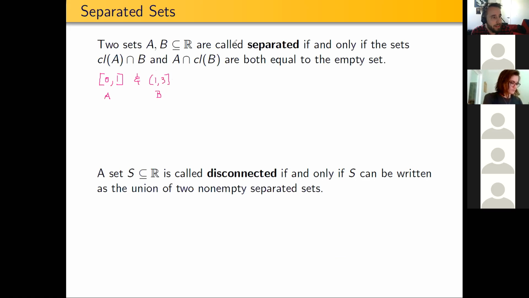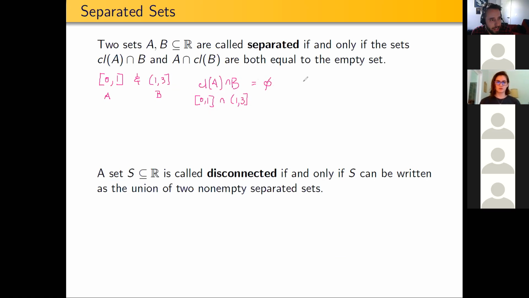So in order to determine this, we would have to check the closure of A intersect B. And the closure of A, well, A is already a closed set, so it's just going to be 0 to 1, intersect B, that's 1 to 3. But since the second set does not include the number 1, this, in fact, is equal to the empty set. So the closure of A intersect B is equal to the empty set. There is no point that is in both of them because this only goes up to 1 and this starts just north of 1.